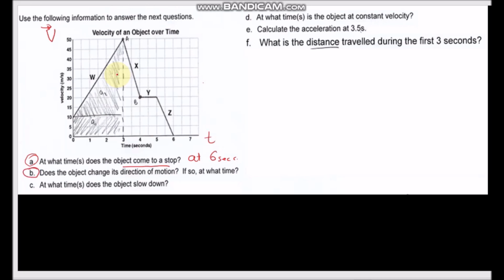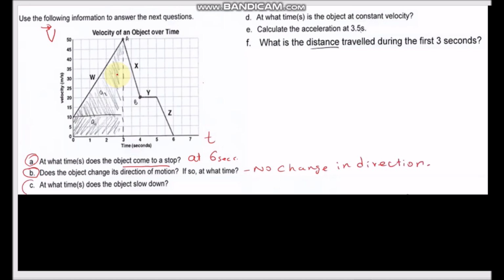Does the object change its direction of motion? If so, at what time? Did you see any parabola or change in position on the graph? Great. Yes, there is no parabola and no change in direction. So, no, there is no change in direction. Great.